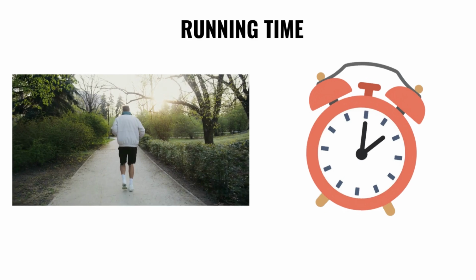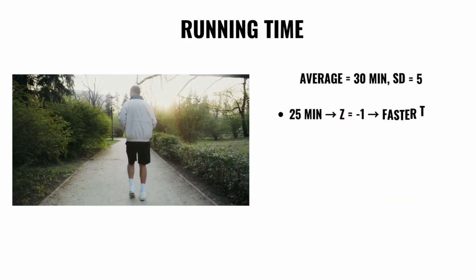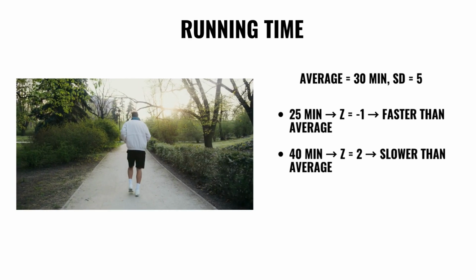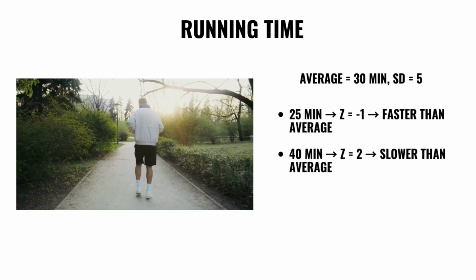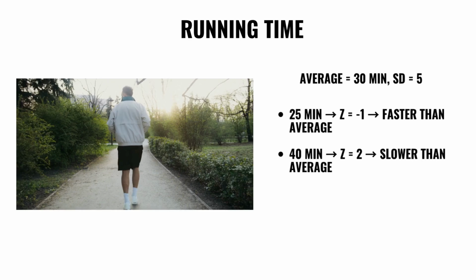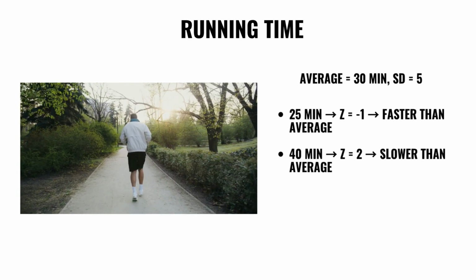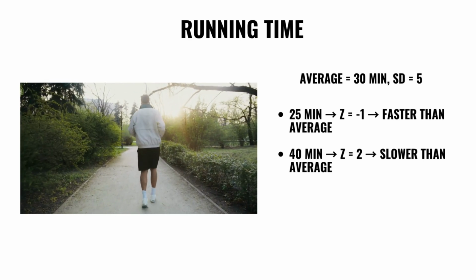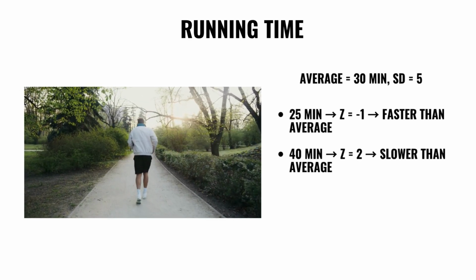Let's say average running time is 30 minutes. Standard deviation is 5 minutes. If someone runs in 25 minutes, that's faster than average. Z-score becomes negative. If someone runs in 40 minutes, that's slower than average. Z-score becomes positive. So negative or positive doesn't mean good or bad. It depends on the situation.